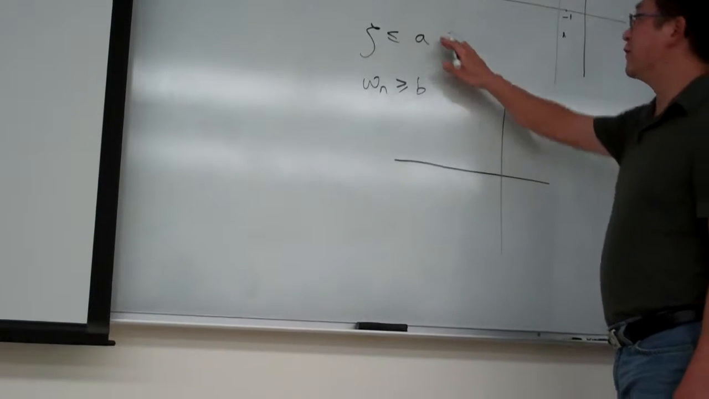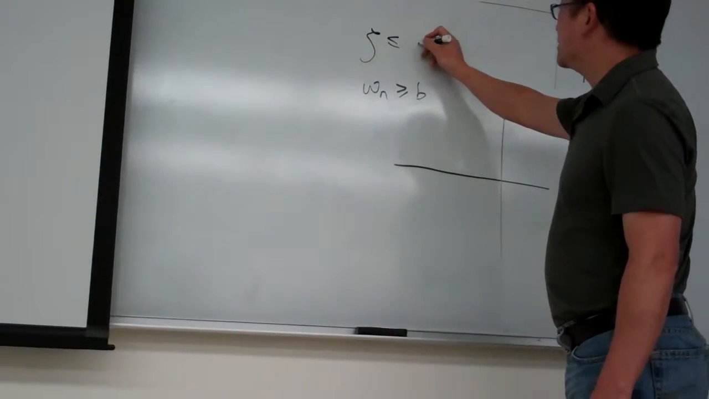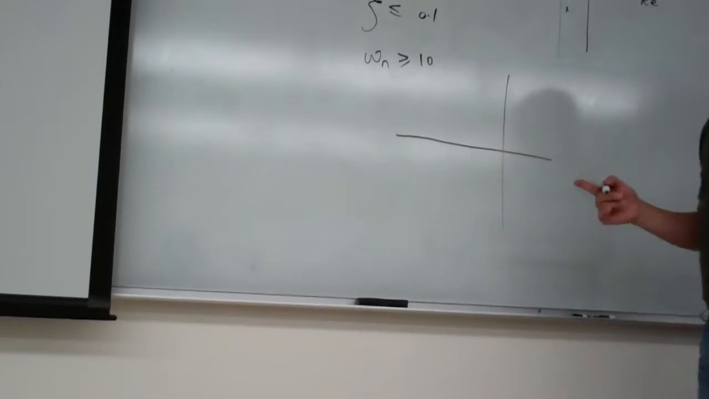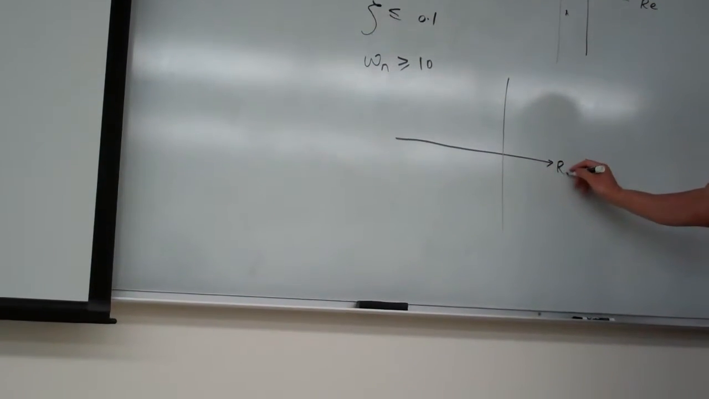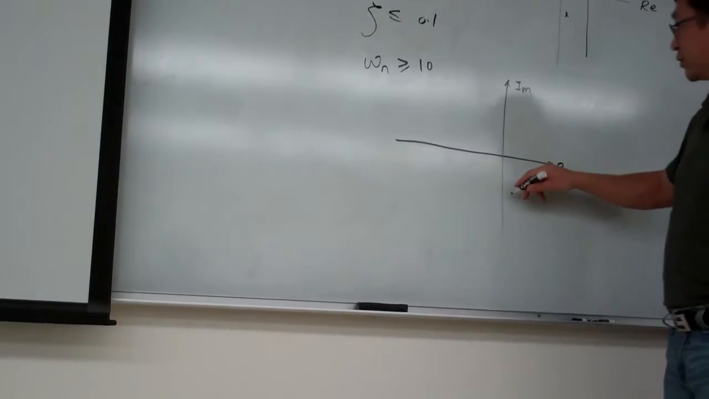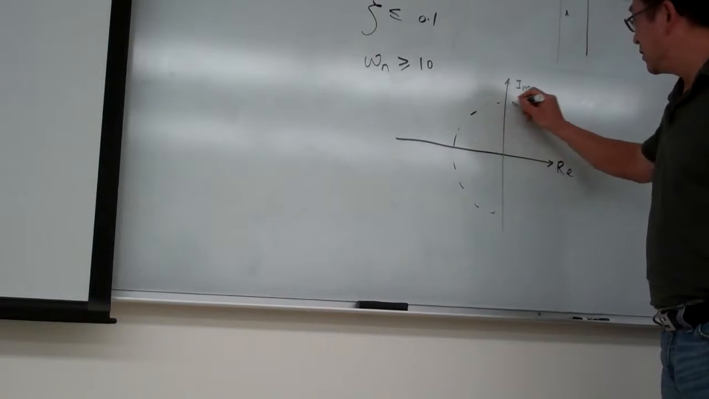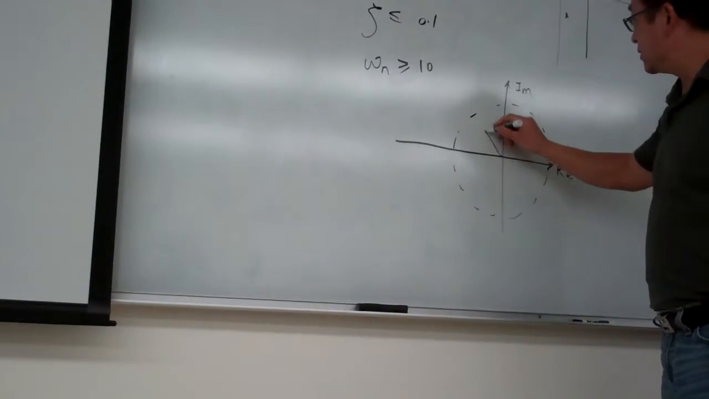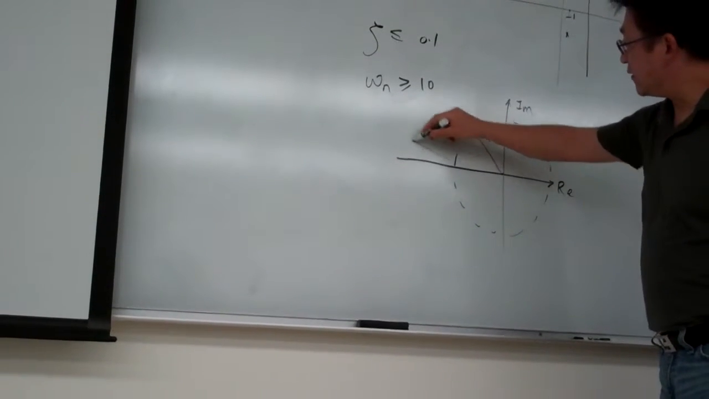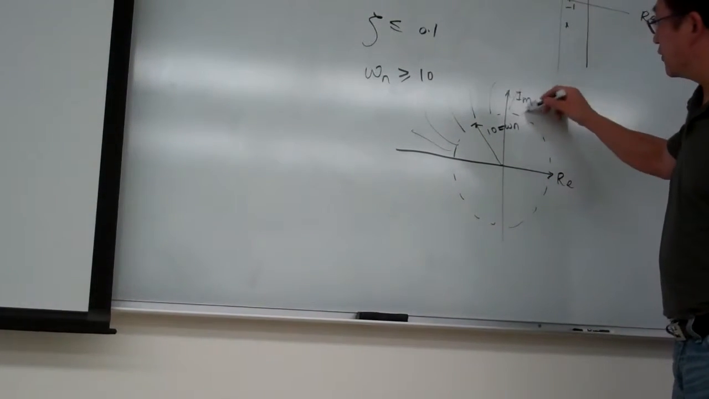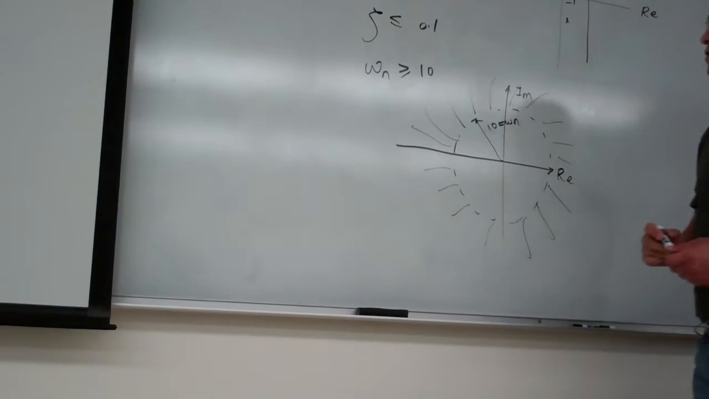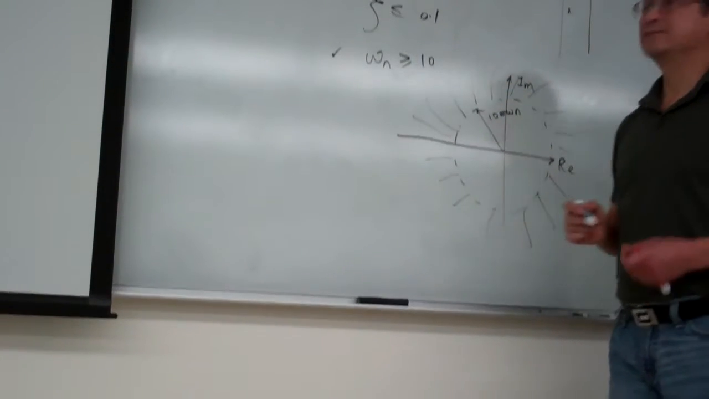And let me show you. For example, say if zeta is less than 0.1, and omega n is greater than 10, what would be the range in the complex plane? So we can try this. We know omega n is governed by a circle. So here is say 10 equal to omega n. So all the areas outside of this circle will be eligible for our selections. Okay, then the second one, so we fix this.